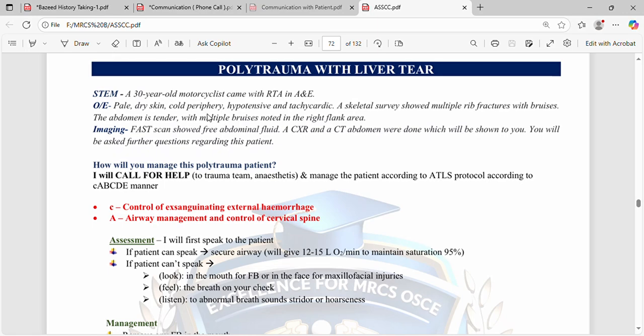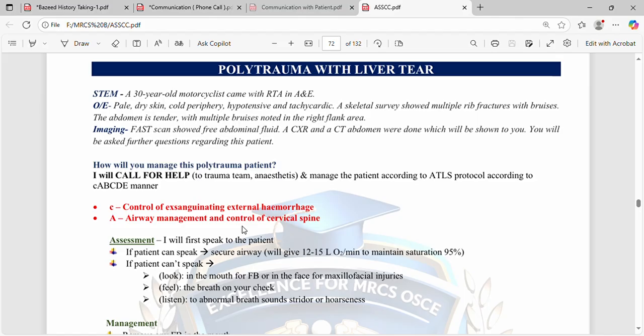Hi, today we are going to discuss polytrauma with liver tear. A 30-year-old motorcyclist came with RTA in A&E. On examination, pale, dry skin, cold periphery, hypotensive and tachycardic. Skeletal survey shows multiple fractures with bruises.